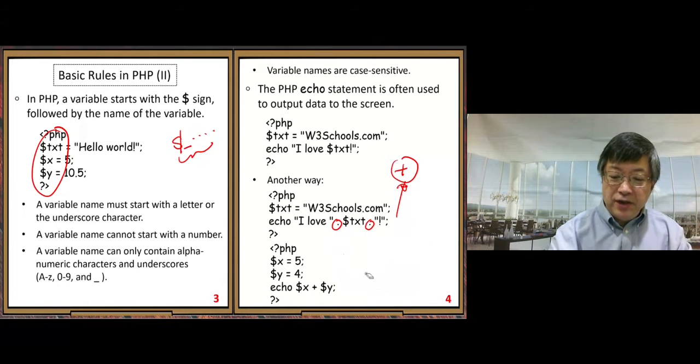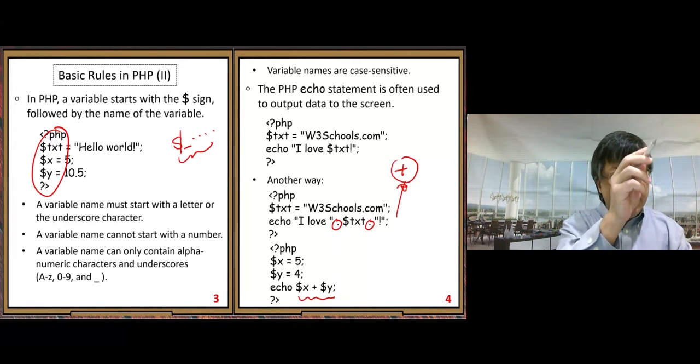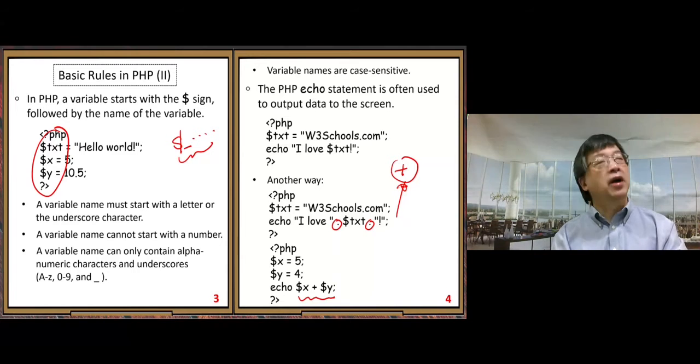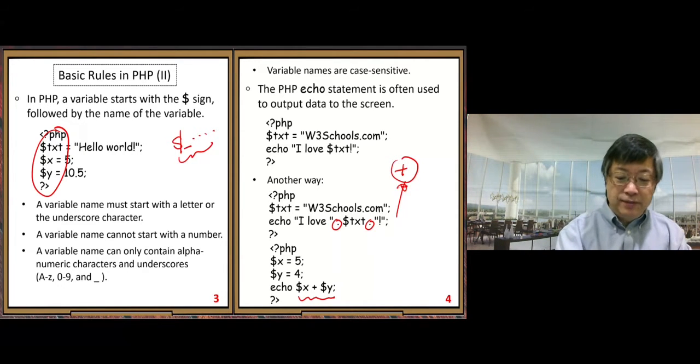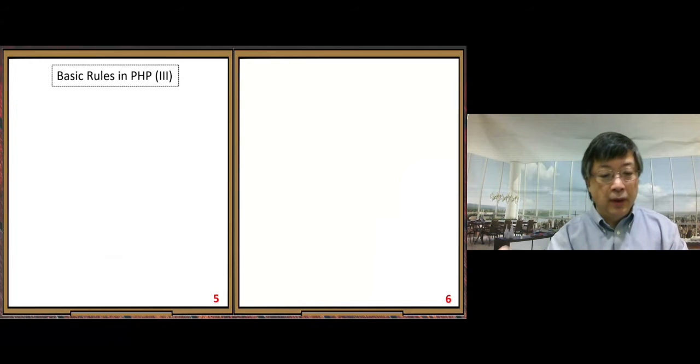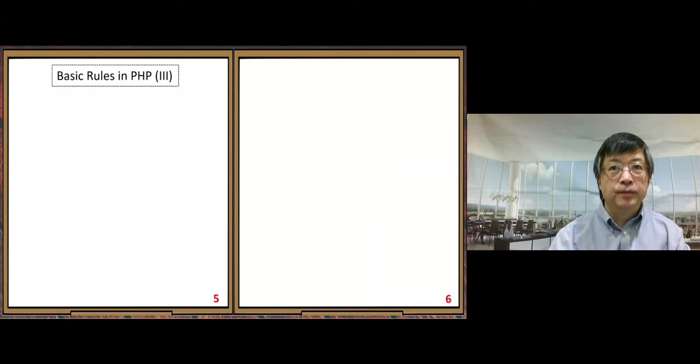Here you see this is an example. We use a plus sign, but it is an arithmetic operation, not concatenation. All right. The next one.